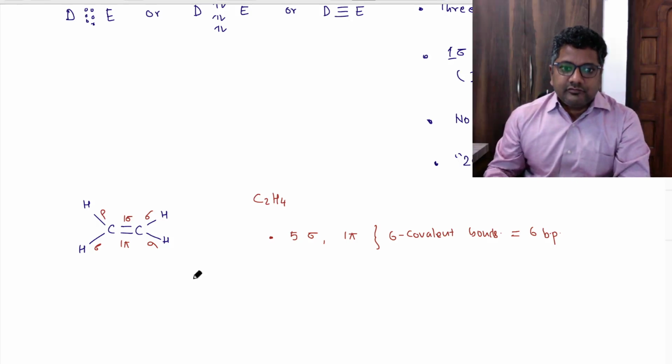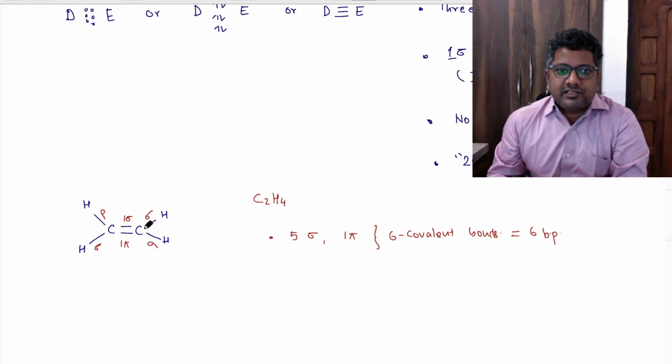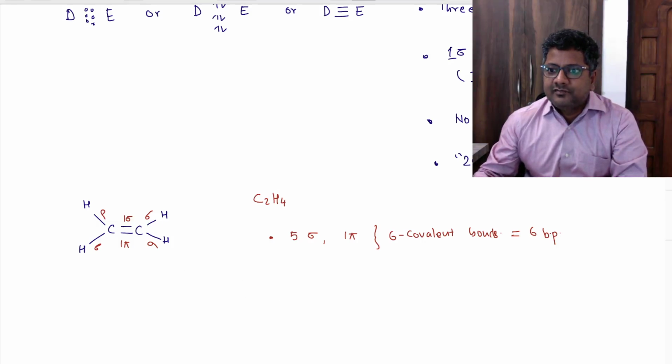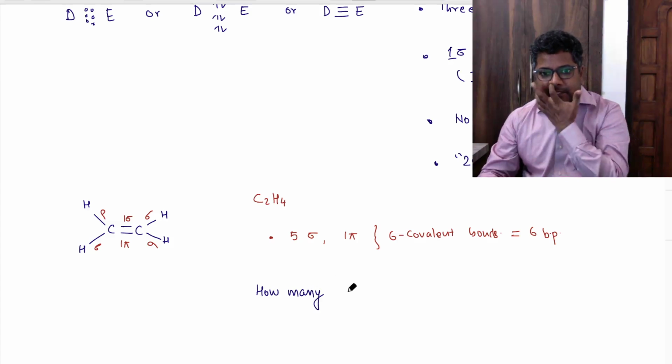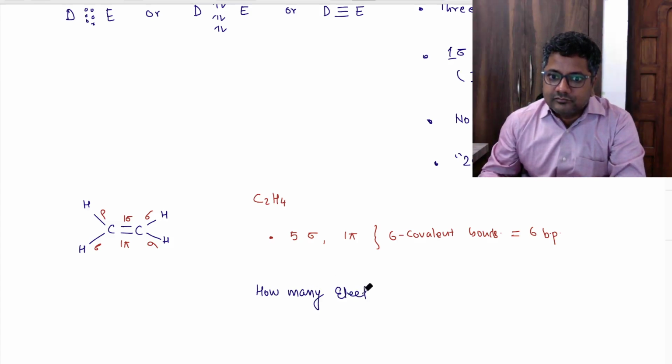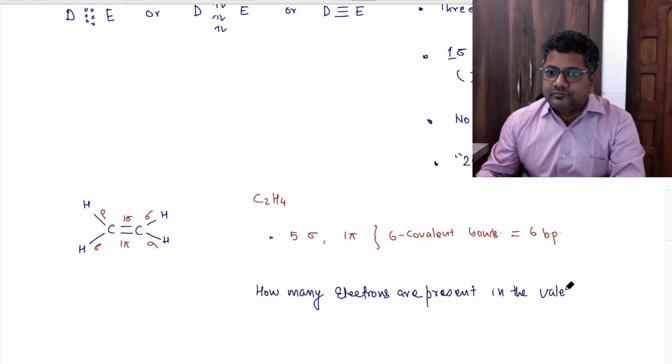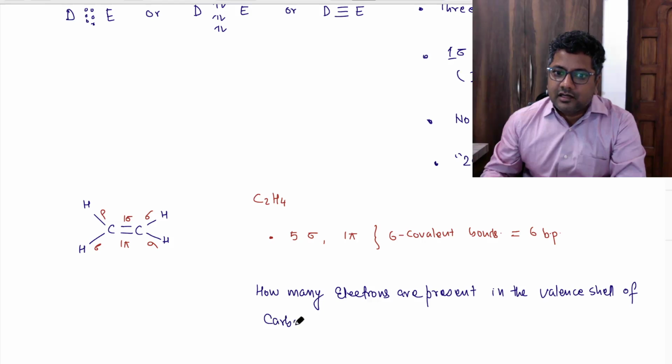And if it is asked, okay, find how many electrons are present in the valence shell of carbon in the given molecule, right?